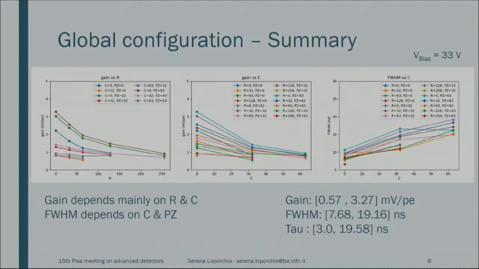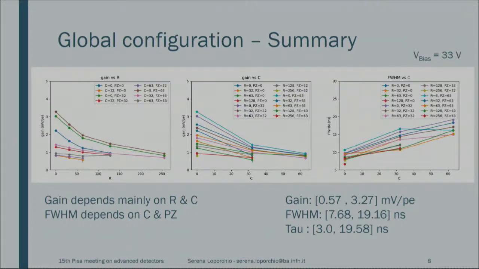As you can see, the gain mainly depends on these 2 parameters, and it is decreasing with increasing R and C. We also performed a scan for the full width half maximum, which is reported here. And as we can see, it mainly depends on the filtering capacitance and the pole zero network.